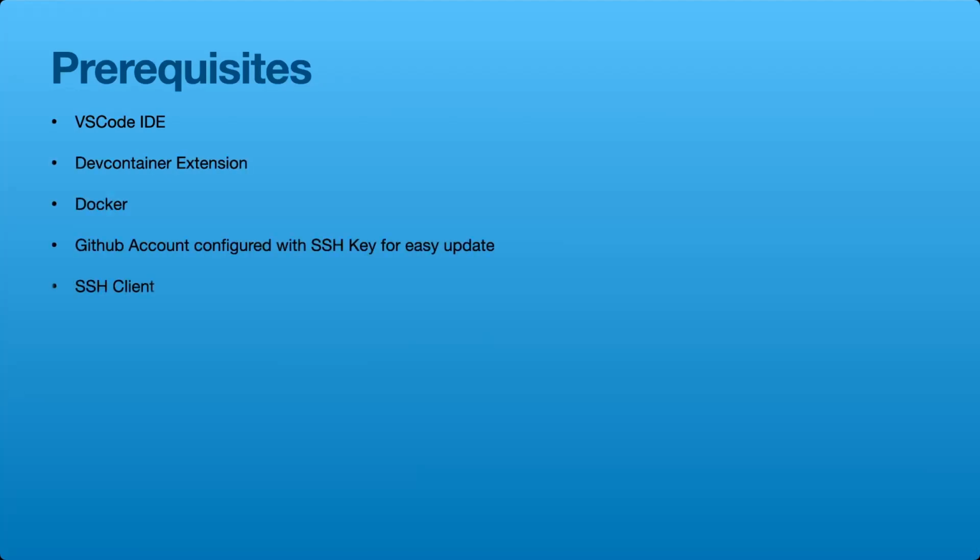In this session, I'll brief you through the prerequisite and install them. You can surely skip the installation part if you know how to do so. What we need is VS Code IDE, Dev Container extension, Docker, GitHub account, that is if you are going to push code to GitHub repository, SSH client if you are going to use SSH connection to push and pull the code from the GitHub. Now let's go ahead and do some work.